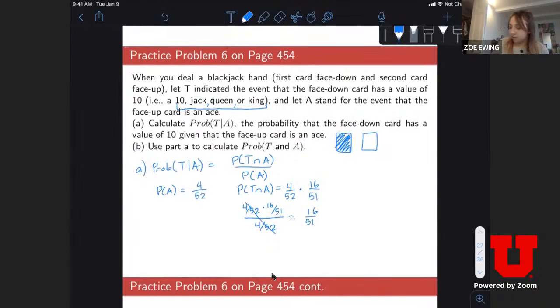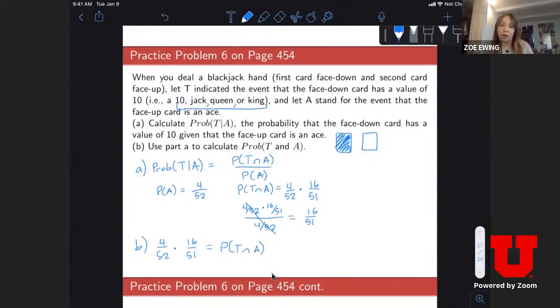Okay, part B is a little bit easy since we pretty much already figured it out, but we want to calculate the probability of T and A. So we can just take that from our part A, 4 over 52 times 16 over 51, is the probability of T and A.